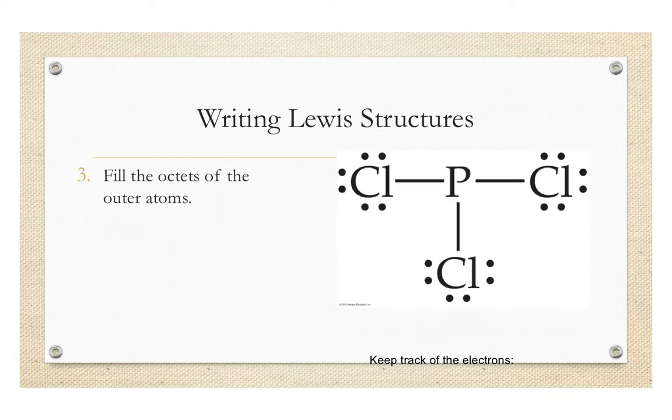Then I'm going to fill the octets of the outer atoms. We're trying to make everything obey the octet rule. So the bond counts as 2, and then we go 3, 4, 5, 6, 7, 8. To fill out that chlorine, 1, 2, 3, 4, 5, 6, and 2 in the bond. Same for that chlorine, 1, 2, 3, 4, 5, 6, and 2 in the bond. So we take the outer atoms and fill up their octets. We had 26 minus 6, which gave us 20, and we've just used up 18 more electrons, which leaves us with 2 valence electrons left.